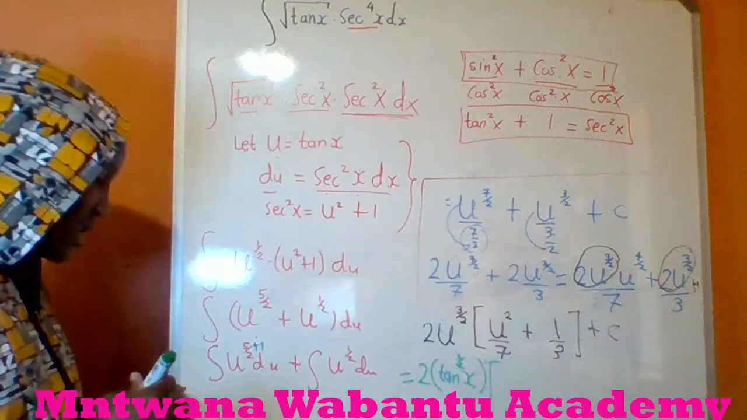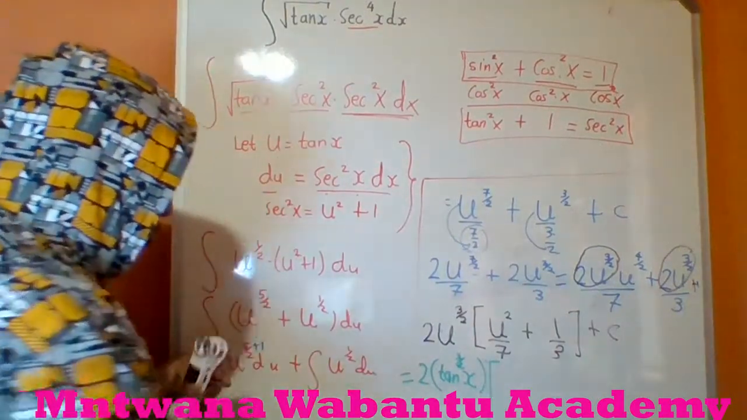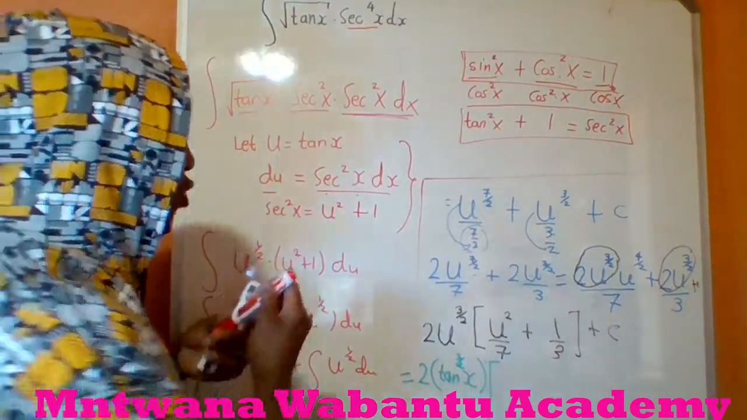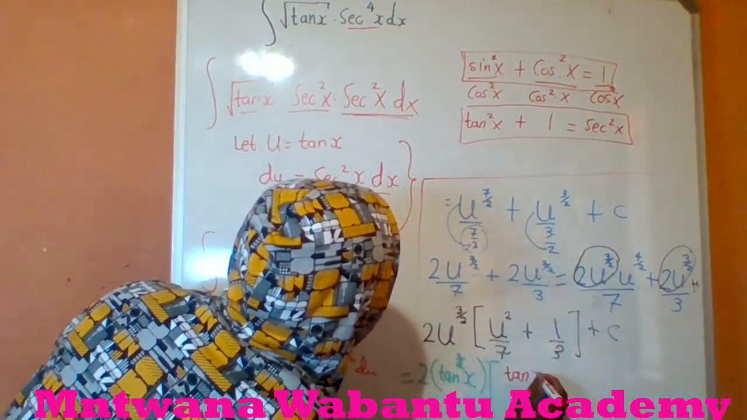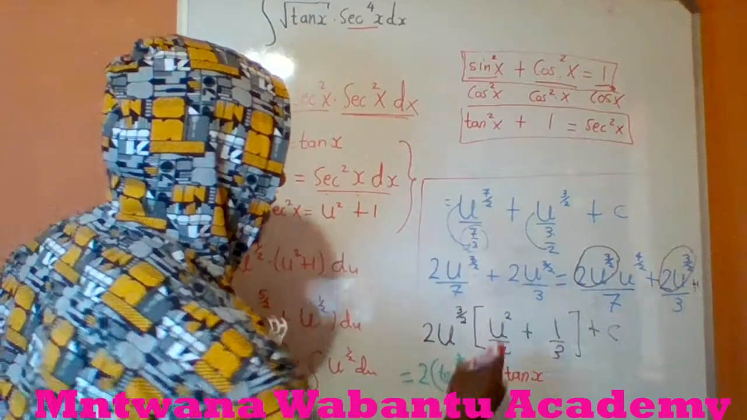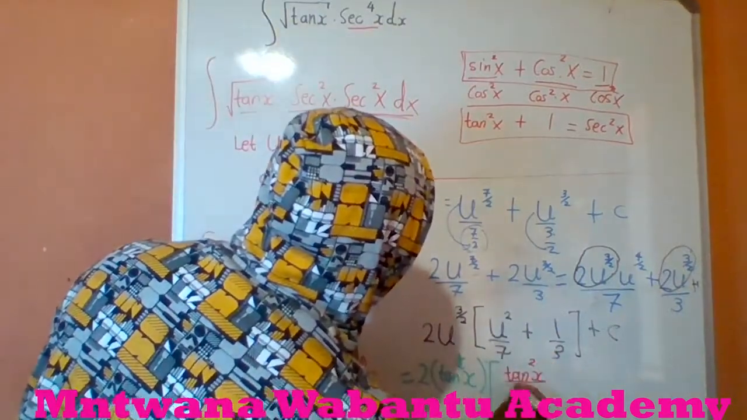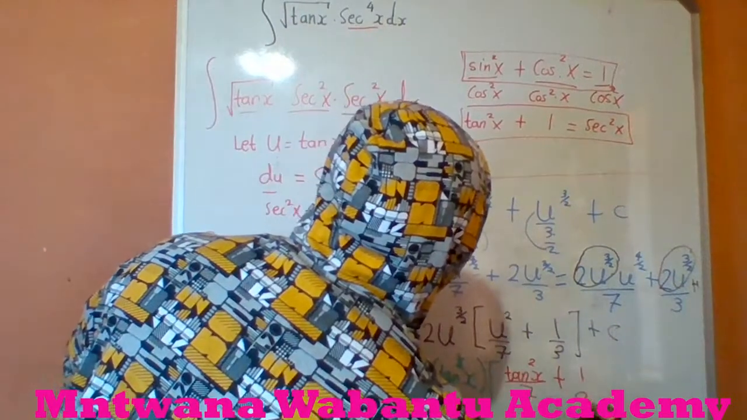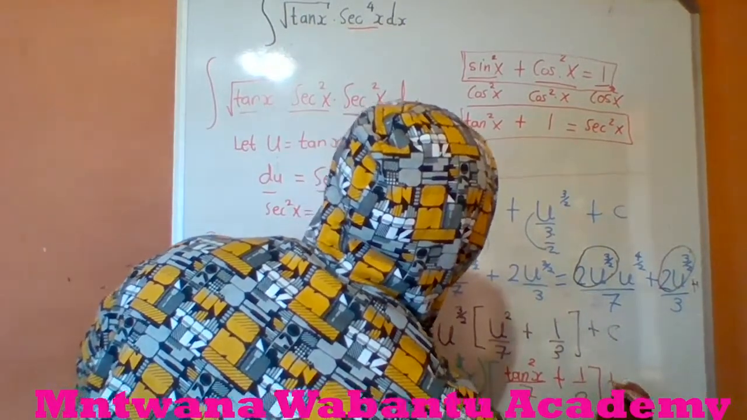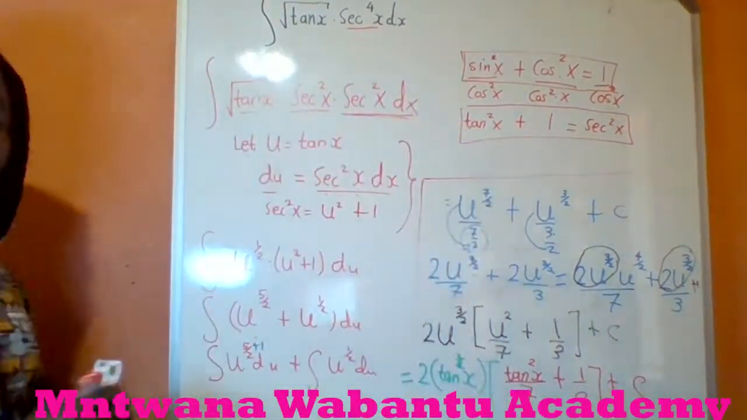The question is finished now, so I'll just substitute it back. u is tan of x. So here we have tan of x squared, and then over 7, plus 1 over 3, and then plus a constant. And that's the final answer for the question.